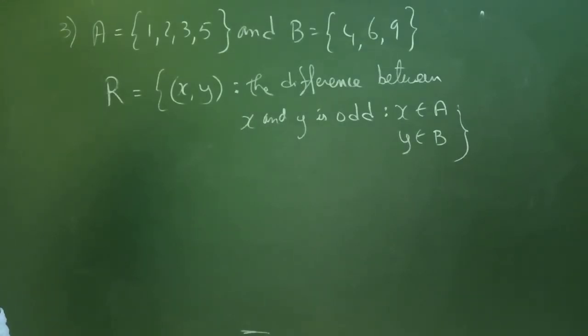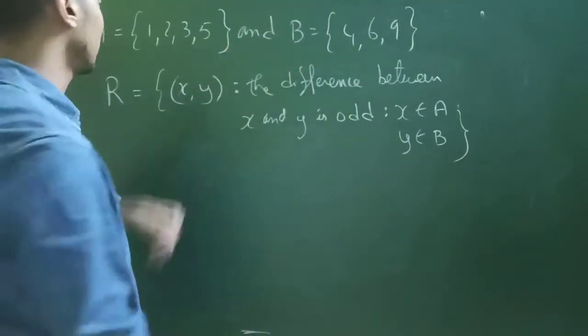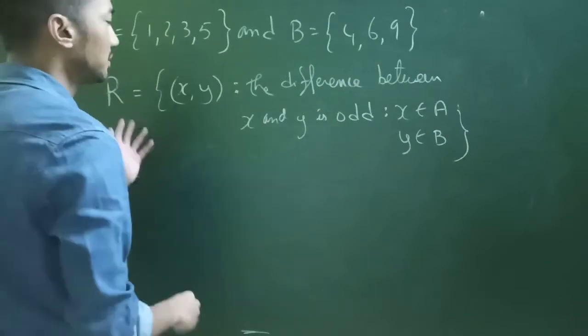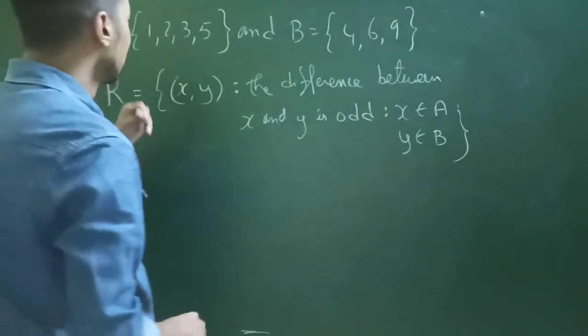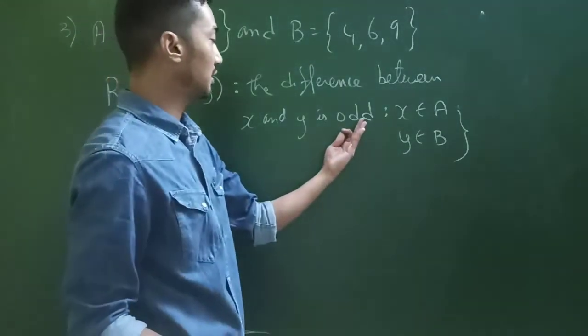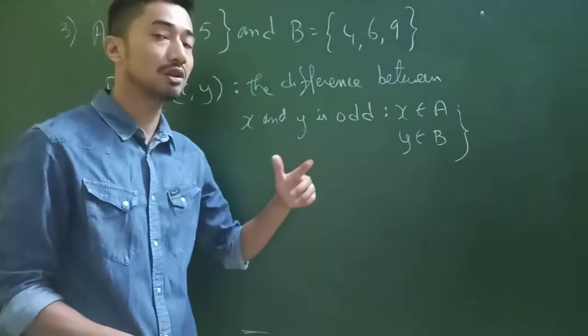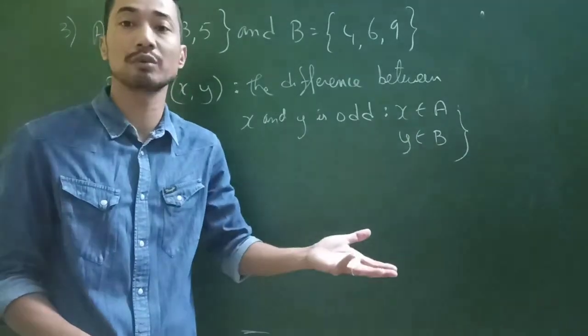Okay, so simple. x from A, y from B, and the difference between them is an odd number. That means x minus y, or y minus x. Careful: the difference between them is odd. Odd natural number, or odd integer? That means it can be negative.